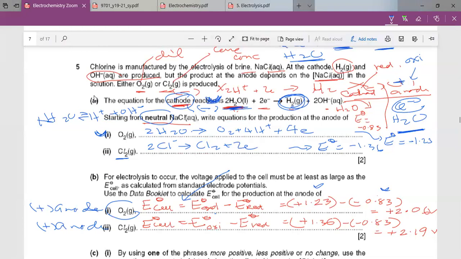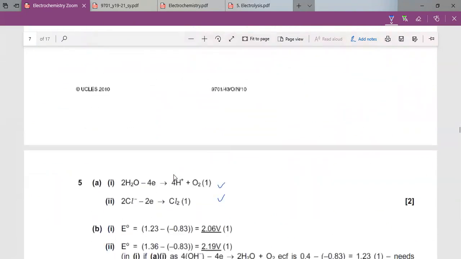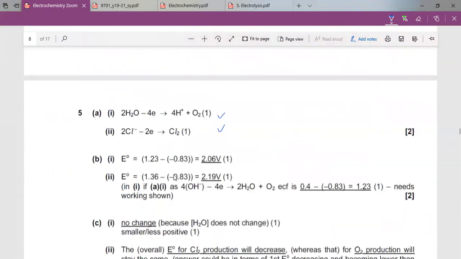Okay? Right. So minus, you get positive 2.06 volts. It means if oxygen gas is given out, this will be the minimum voltage your cell must have to cause electrolysis. Now see what's the answer here. They use this equation: E oxidation minus E reduction. It's easier to use. So 2.06 is a positive value here.